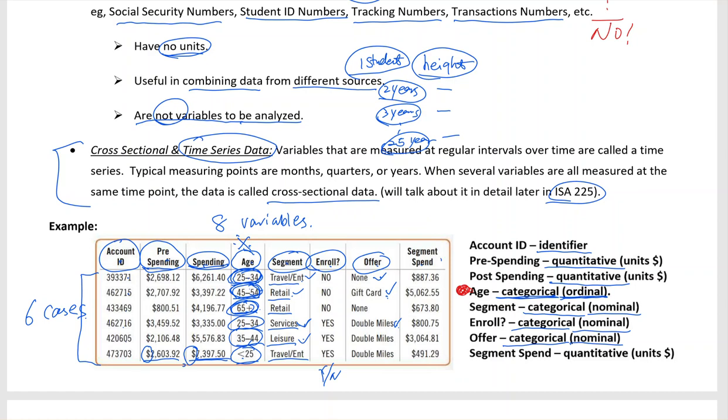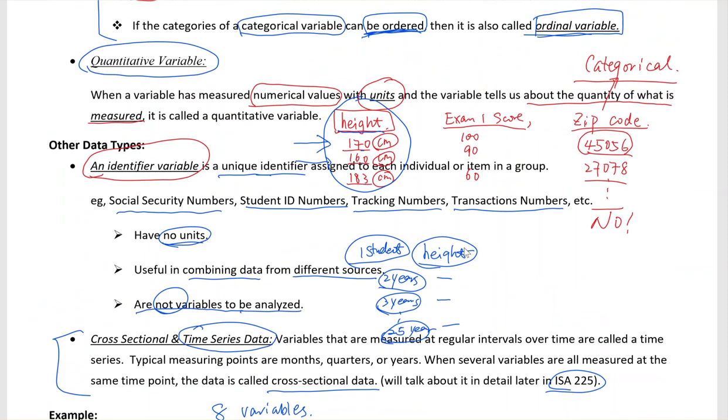The last variable, segment spent. So again, it will be numerical values with units that mirror the amount spent. So it will be quantitative. Got the idea? All right. Now we have gone through this example for these variables, and hopefully you have a better idea about the types of the variables.